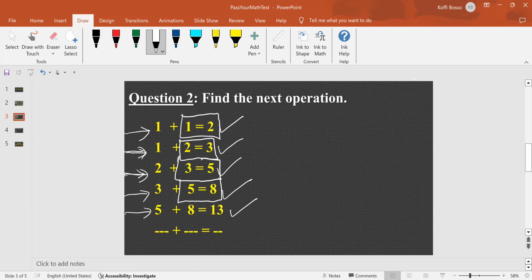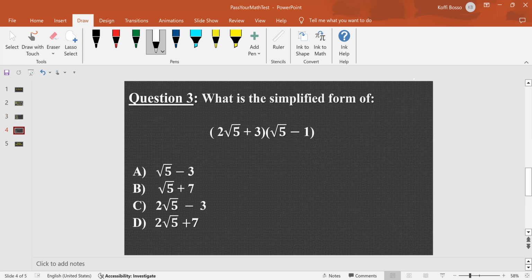Therefore, to continue, we will take 8 and 13, and we're going to say 8 plus 13 is 21. Yes. So that's the way you solve this question here. This is a pattern question, and you have to pay attention to figure out the pattern before you figure out the next operation. Now, the last question here is a radical.